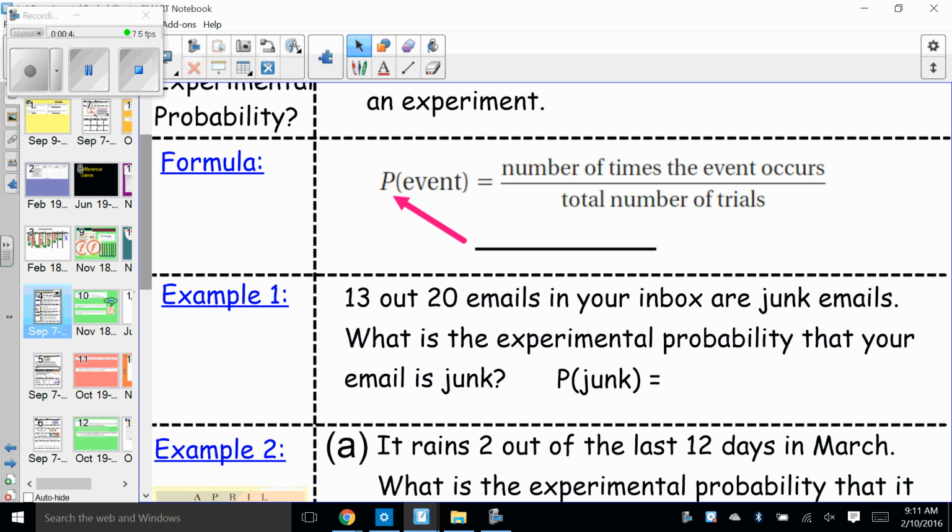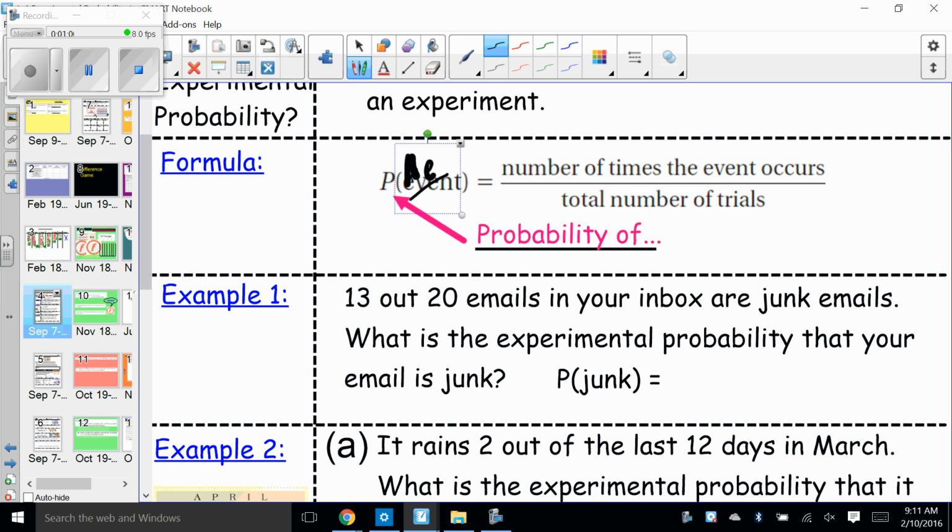For the formula, the capital P stands for the probability of a certain event. So you would have to put the name of the event in here. For example, you could talk about getting heads. If you're flipping coins, what's the probability that you get heads? You put the event's name in that spot. What's the probability of getting red when you're drawing marbles? You put the event's name.